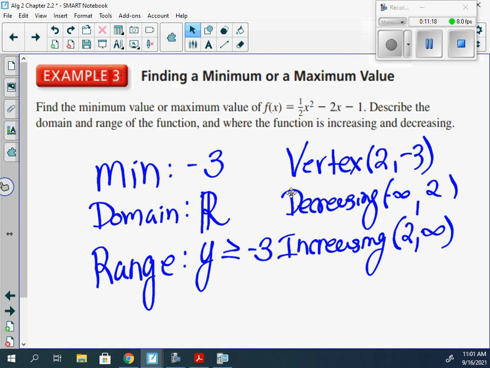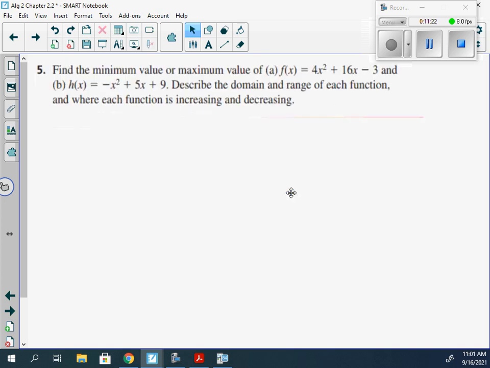Questions on this here? Okay. Let's look at the next one. Which one do y'all want to look at, A or B? Which function do y'all want to look at?